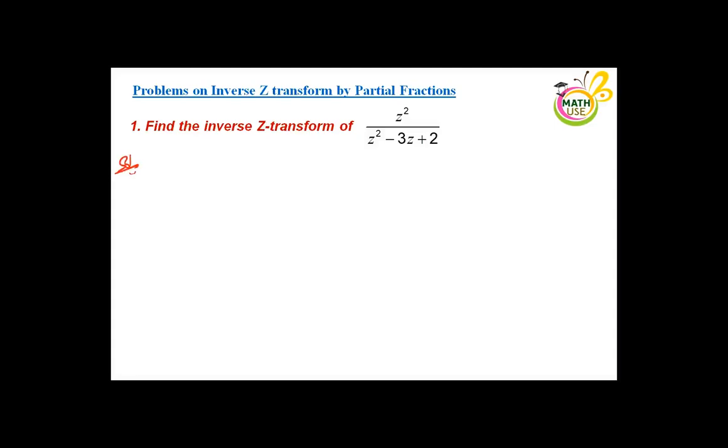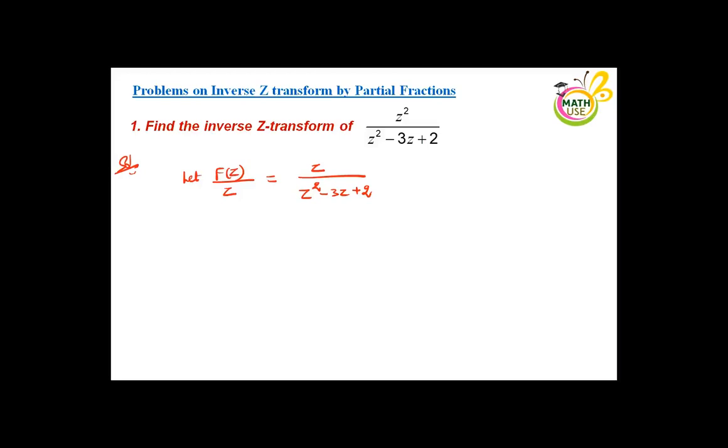So first, let us consider the given function as capital F of z divided by z equal to z divided by z square minus 3z plus 2. Whatever the term in the numerator, you have to take that one z to the left hand side of this function. So we write capital F of z by z, which is equal to z by z square minus 3z plus 2. We are doing this only for simplification purpose.